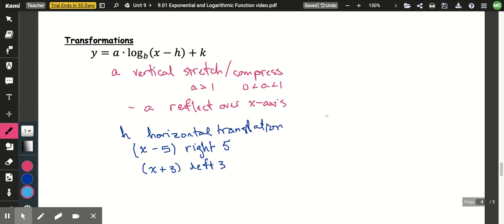Okay, and then a final transformation there is the k on the end. That's your vertical translation. And those are exactly as they appear. So if it says plus, it's up. And if it says minus, it's down.